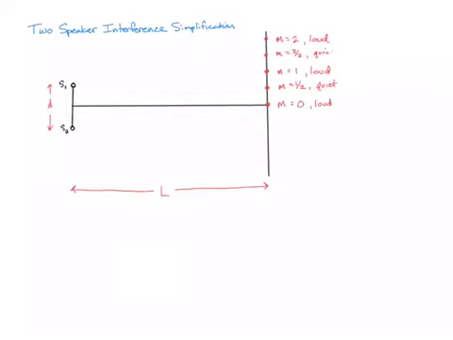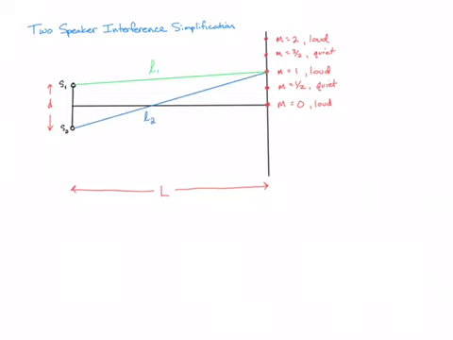Now, if we know the frequency produced by the two speakers, and we know the distance L and D, it's actually possible to calculate the spot where you'll have loud or quiet, constructive or destructive interference. But the math can get a little tricky. So let me talk to you about how that's going to set up.